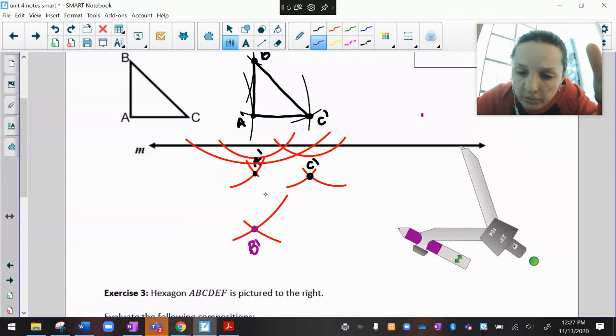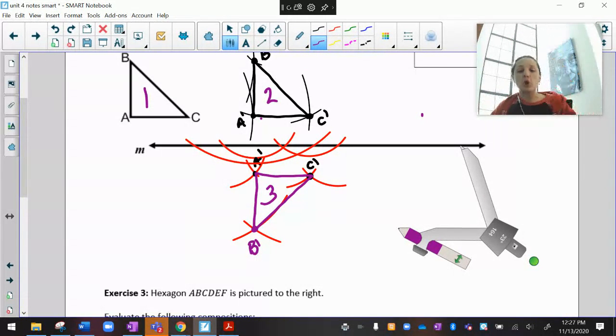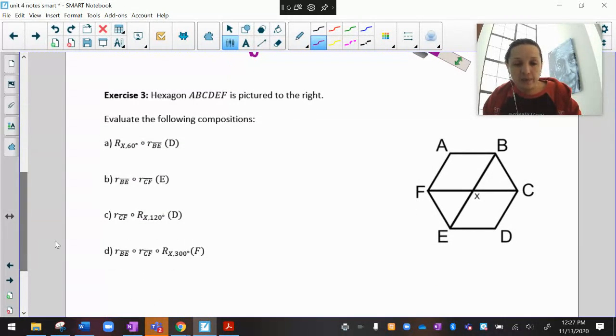And now we have B prime. Boom, boom, boom. So I started here, I slid to the right, and then I flipped over. And that's a composition using your compass. Huzzah! Okay. Down here, I got a hexagon, and I'm supposed to do all this stuff to that hexagon.